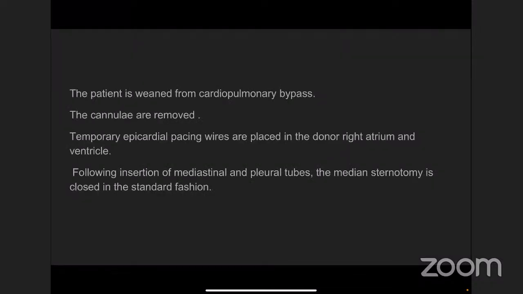Patient is weaned from the cardiopulmonary bypass and cannulas are removed. Temporary epicardial pacing wires are placed in the donor right atrium and ventricle. Insertion of the mediastinal and pleural tubes, and the median sternotomy is closed in the standard fashion.